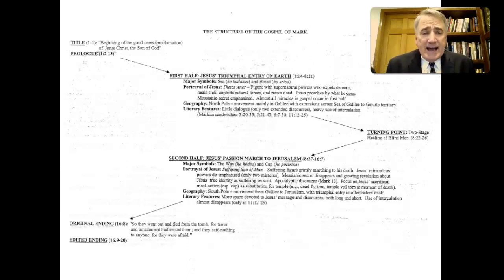And then if we go to the second half of the gospel, here we have this march towards Jerusalem and his passion. And here the symbols change. Again, I'll explain these in more detail in a moment. But the focus is on the way, the term the way, and the cup. Okay? And here the portrayal of Jesus shifts from the Theos Aner to the suffering Son of Man. A lot of uses of this term Son of Man, and Jesus predicting that he has to go and suffer, and in the end he self-identifies as the Son of Man. So we see Jesus as this suffering figure who's grimly marching to his death.